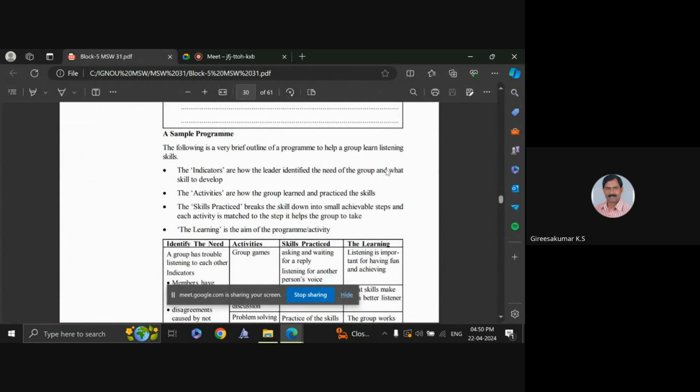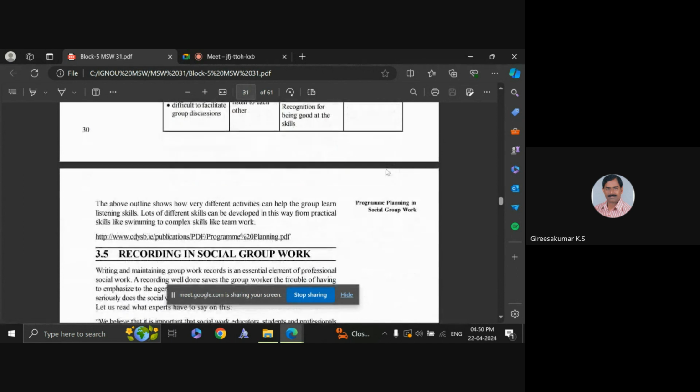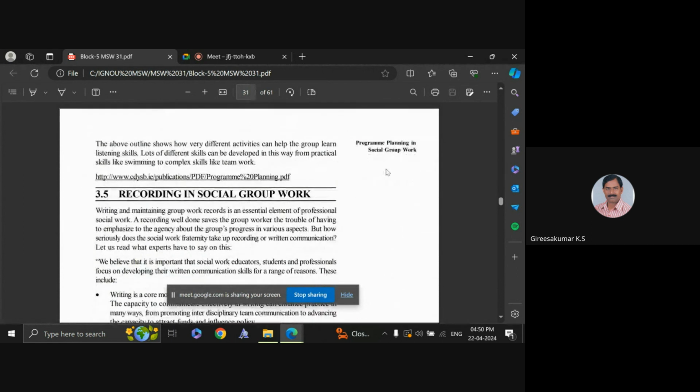Here, a sample program is given, and how the leader identifies the need of the group and what skill to develop. These are all explained, and you must learn it. Yes, now it is a model.